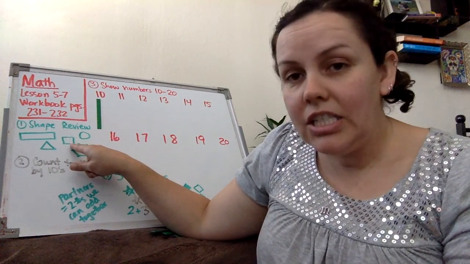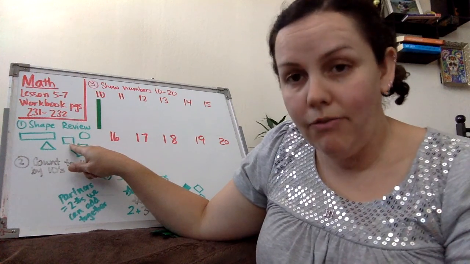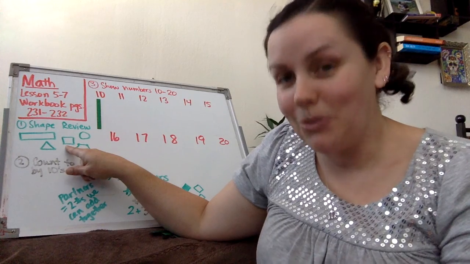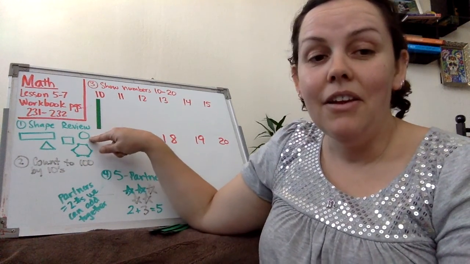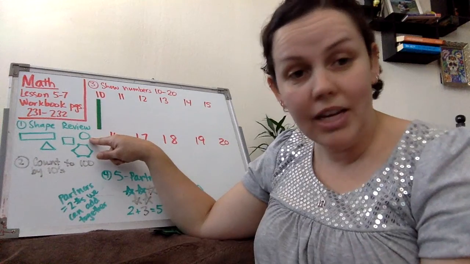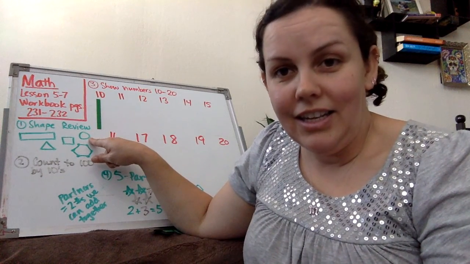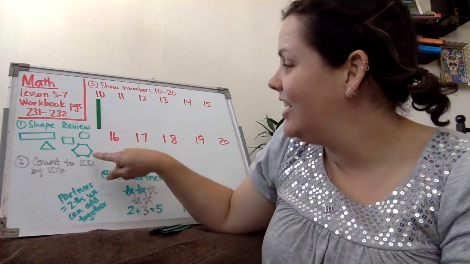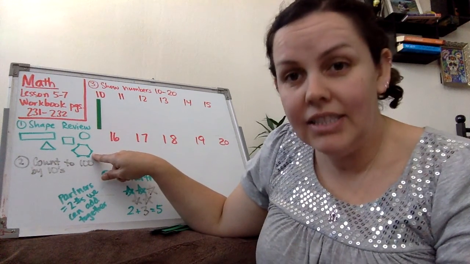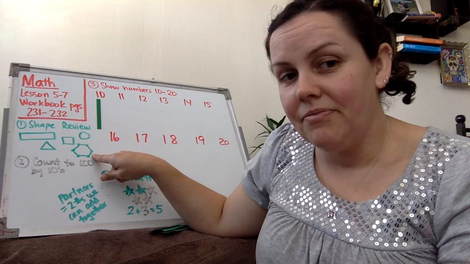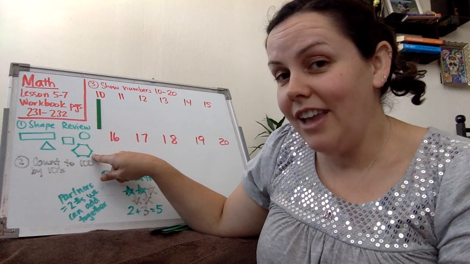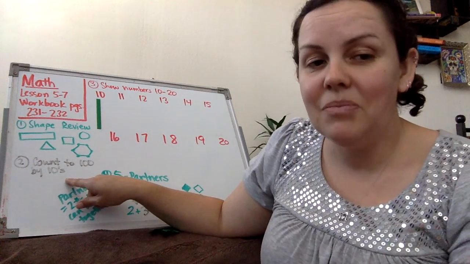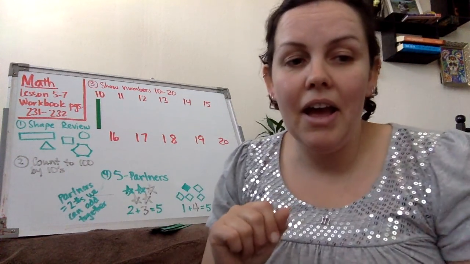This shape has 4 equal sides. The length of each side is the same for all 4. It's called a square. This shape has no straight sides. It is called a circle. This shape has 6 sides. It is called a hexagon.